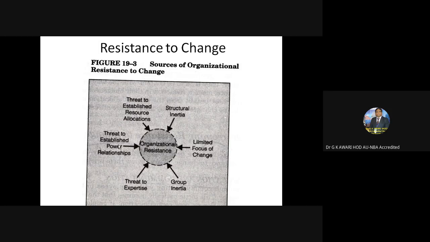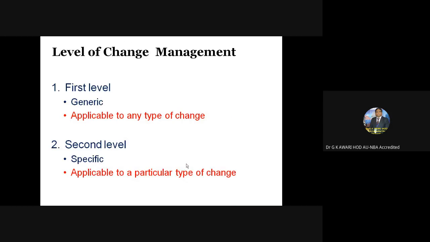Okay, because there is a threat to the established power relationship. So therefore, these all 6 are nothing but the various factors which are offering the organizational resistance to change.